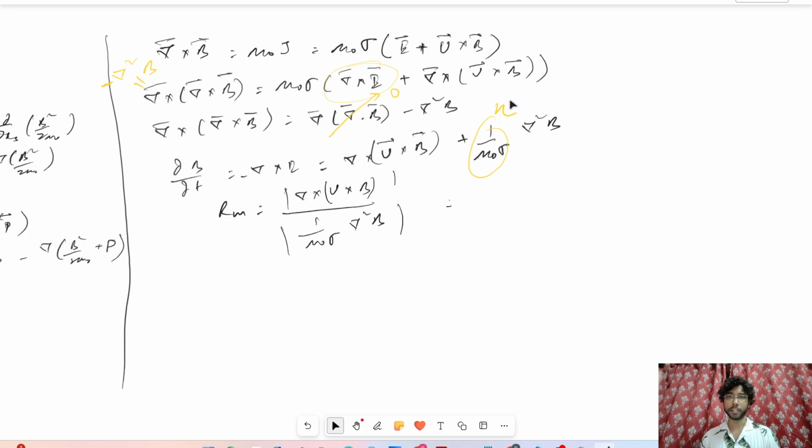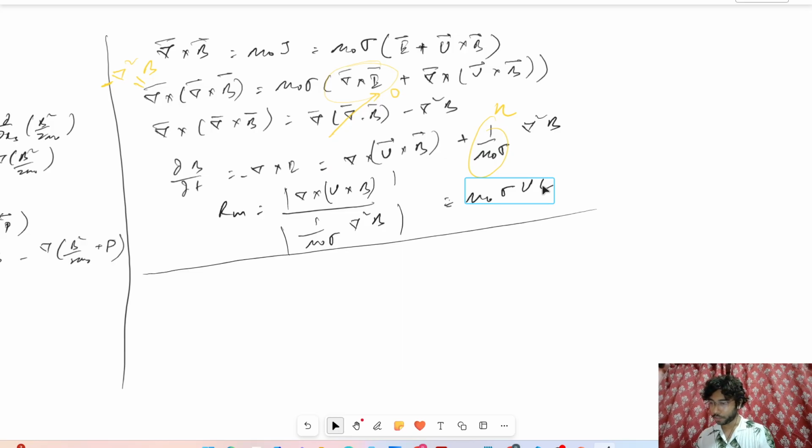Remember, in ideal fluid, the resistivity is zero. So therefore, for ideal fluid, or ideal MHD approximation, the magnetic Reynolds number should be very high. And if you just do an order of magnitude calculation, we can see that this is mu naught sigma UL. So now there are two consequences. As I was saying, Rm much greater than 1 means that this is an ideal fluid.